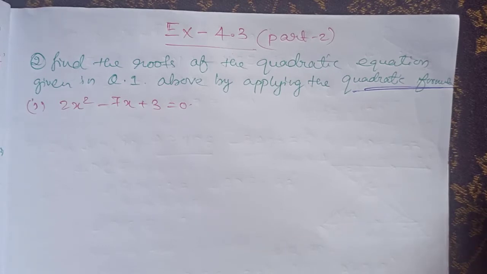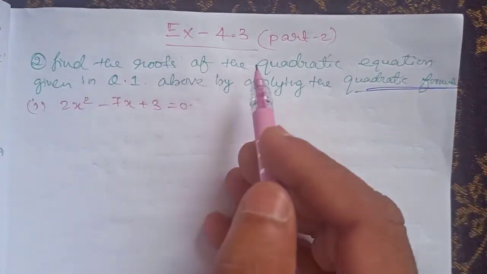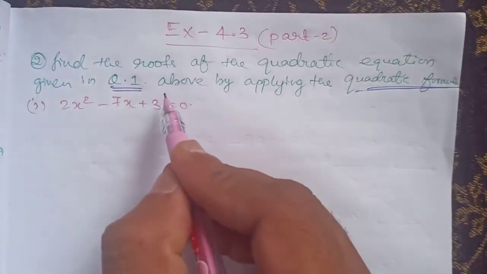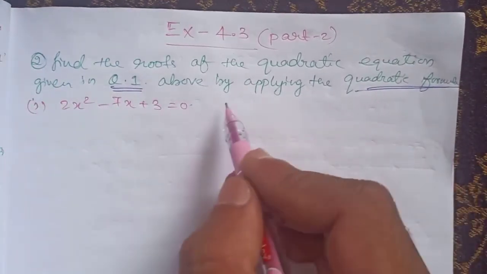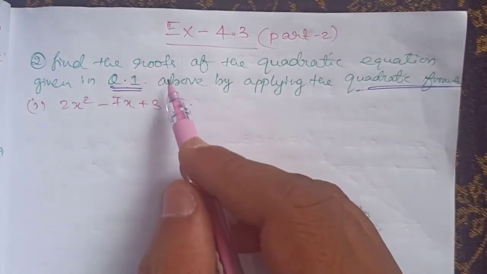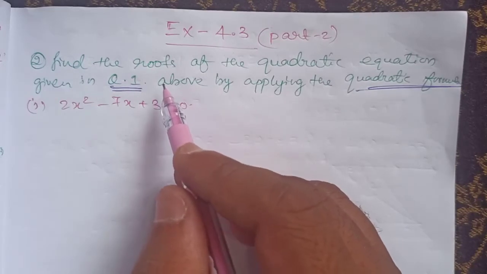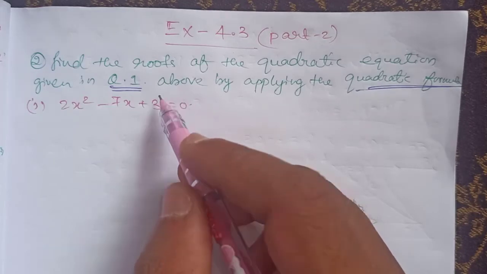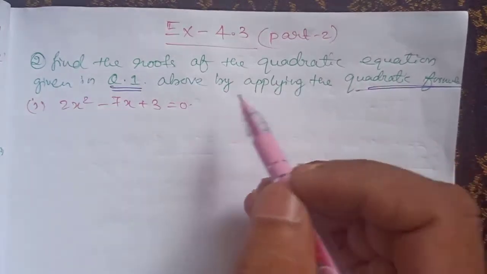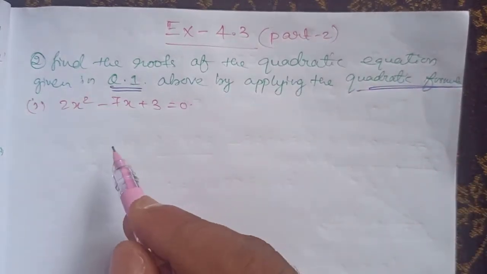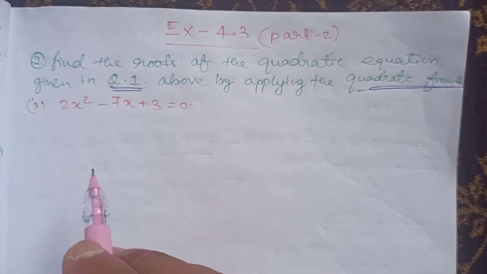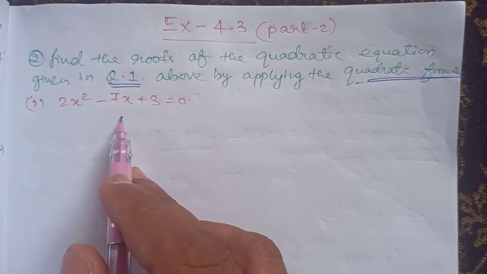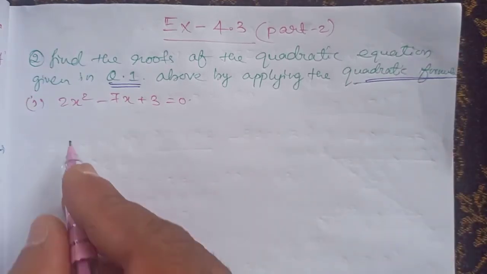In the second question of the exercise it is given: find the roots of the quadratic equation given in question 1 above by applying the quadratic formula. In question number 1, whatever questions are given in the bits, we solved by the completing the square method. Now we will solve the same questions by using the quadratic formula. Two questions I will solve, and the other two bits you can solve by yourself. The first bit of the question is 2x square minus 7x plus 3. We have to solve it by the quadratic formula.